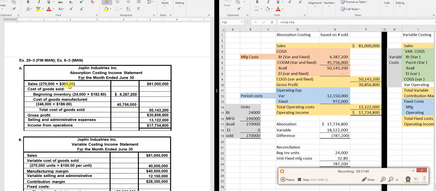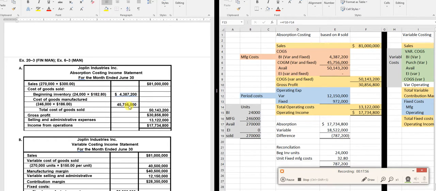I'm going to assume you read the problem. I didn't read it to you, but you can read it. So this selling price is given in the problem. A beginning inventory of 24,000 times 182, so 437.